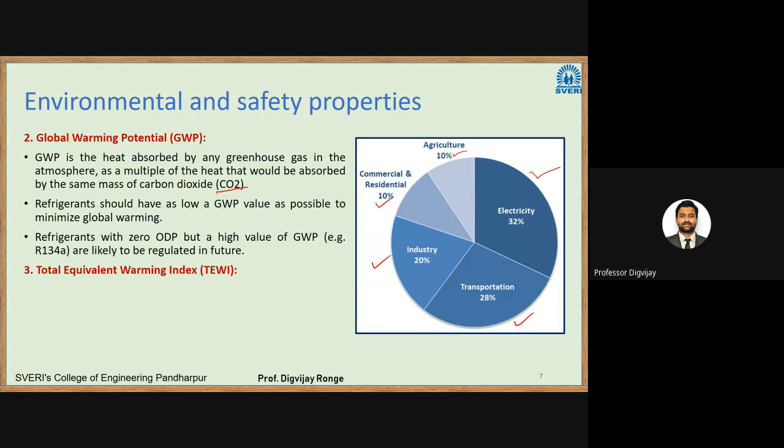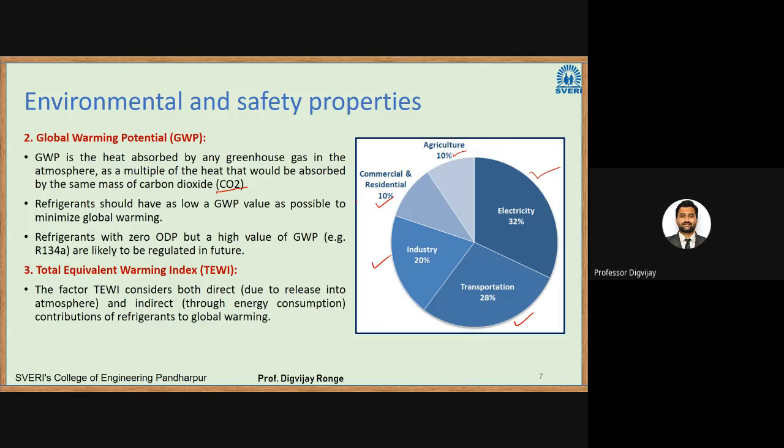Okay. So the factor TWI considers both direct contributions due to release into atmosphere, and indirect contributions through energy consumption, of refrigerant to global warming. So naturally, refrigerants with as low a value of TWI are preferable from global warming point of view. Okay, so that table also I will show you. So naturally, the refrigerant should have a low value of TWI. They also should have a lower value of GWP.